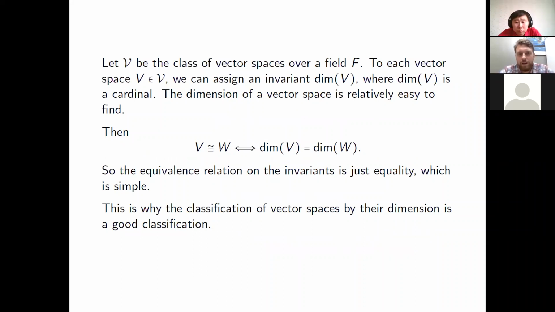This is a complete invariant. Vector spaces are the same if and only if they have the same dimension. And the equivalence relation on the invariants is just equality, which is also very simple and concrete. So this is a good classification, because we've got a simple way of assigning invariants to the objects, which are vector spaces.